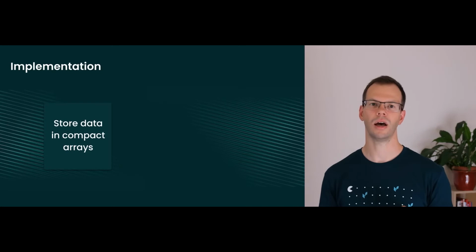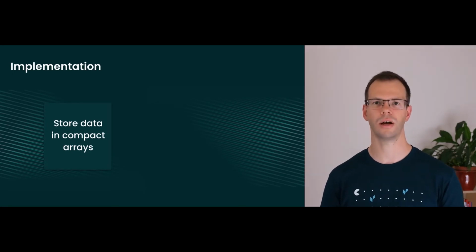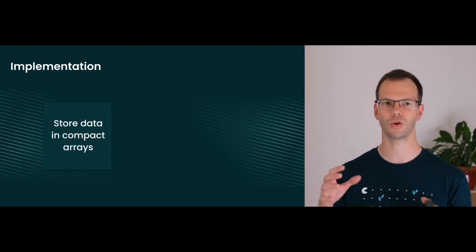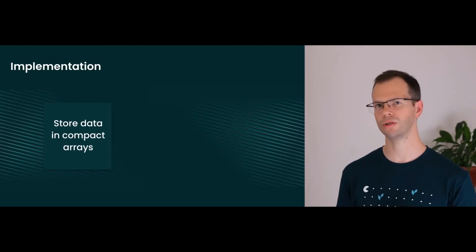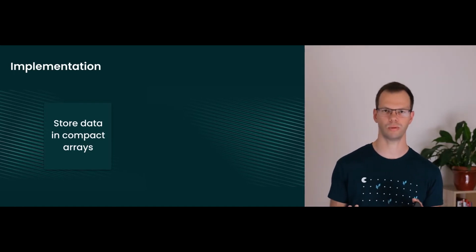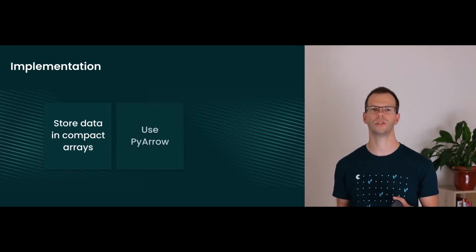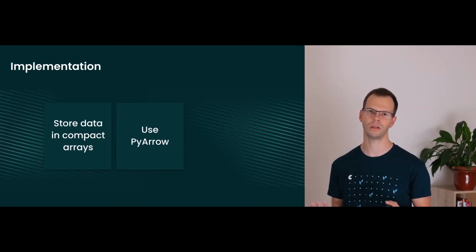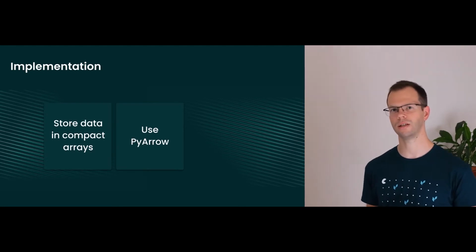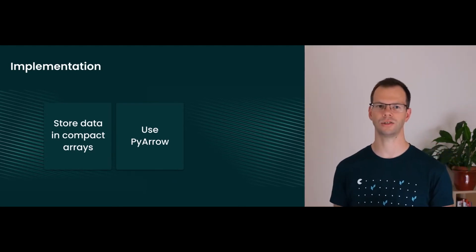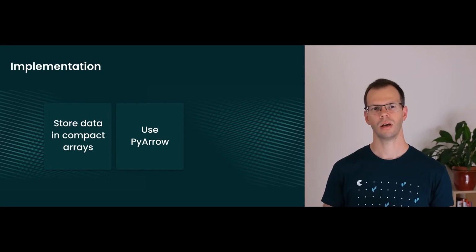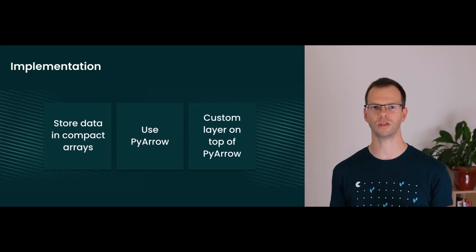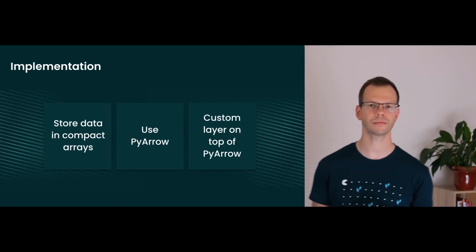And that became the first bigger goal of our implementation, to store everything in compact arrays. We could have used NumPy or Pandas or some other options for that, but in the end we chose PyArrow because they have good built-in handling of nulls, and also their set of accelerated operations matched our needs. And then we just had to implement a bit of a layer of custom logic on top of PyArrow.